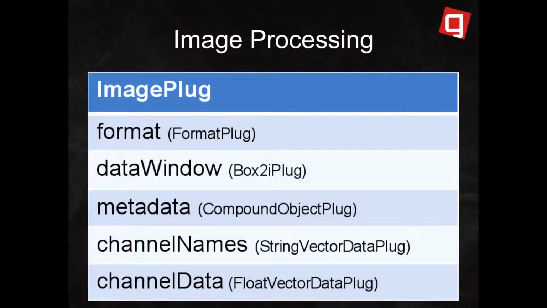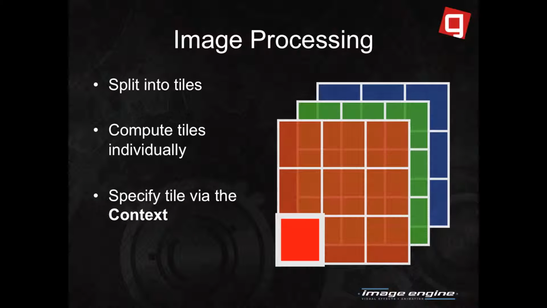But we don't want to compute the channel data, the pixels, for the whole image at once. We might only want to see part of the image, and we definitely want to multi-thread it. OK, so we split the channel data into tiles and compute them individually. Each tile can be computed on a separate thread, and we use the context to identify which tile is being requested. So typically, you fire up a bunch of threads, compute the tiles until you had everything you wanted. And that's exactly what the viewer does.